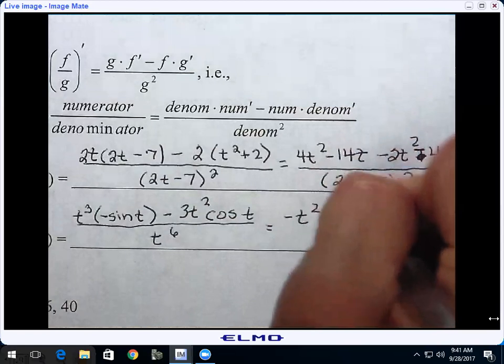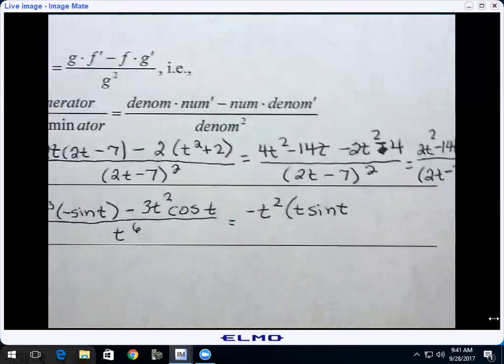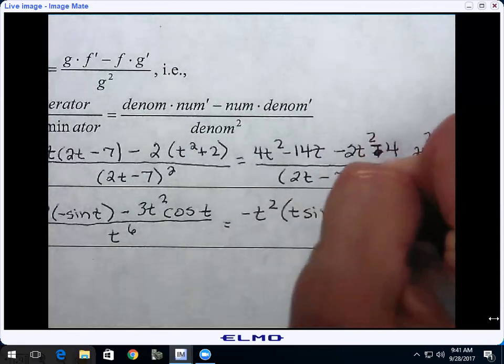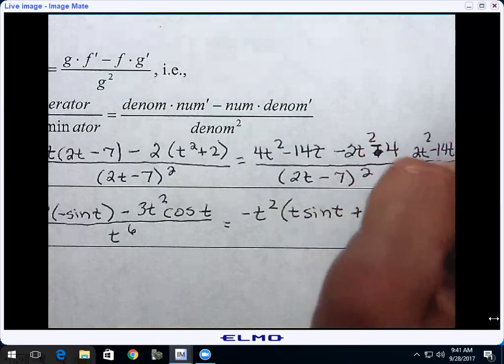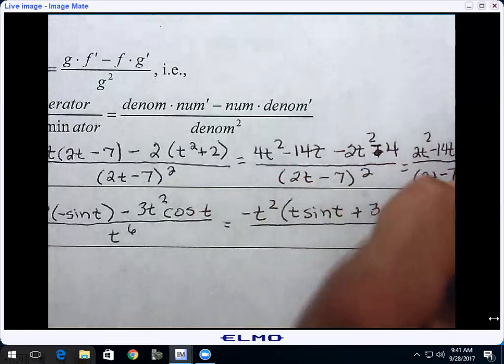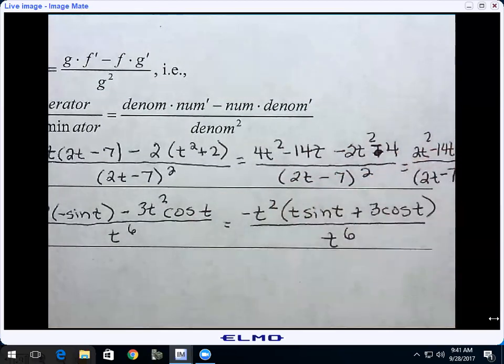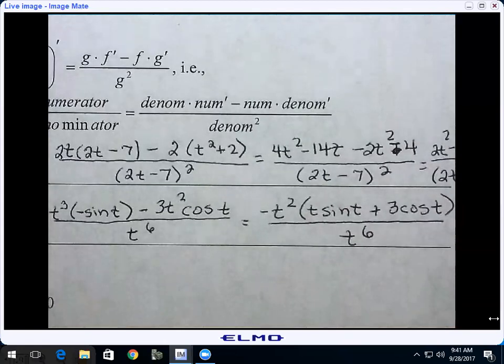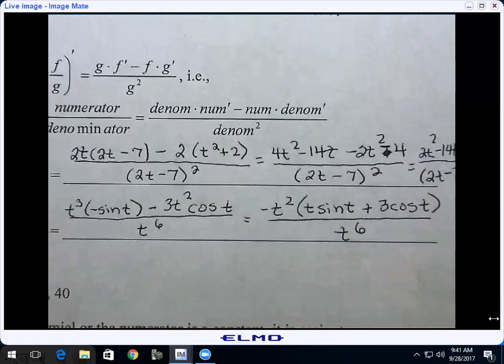T sin t. And what would that leave you for the second term? Plus 3 cosine t. Double check it. Does that multiply back together to give you what we had on the line before? Yep, it would.